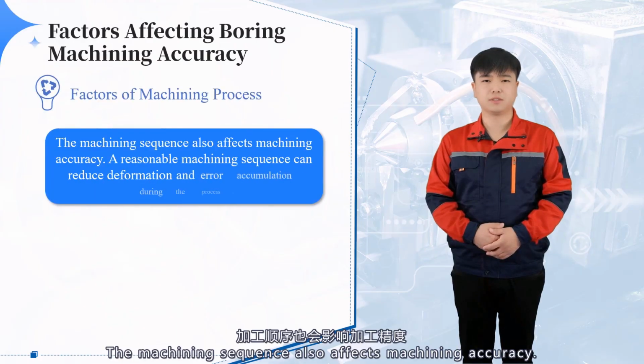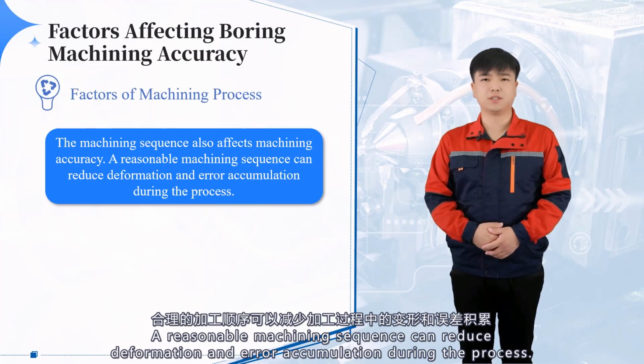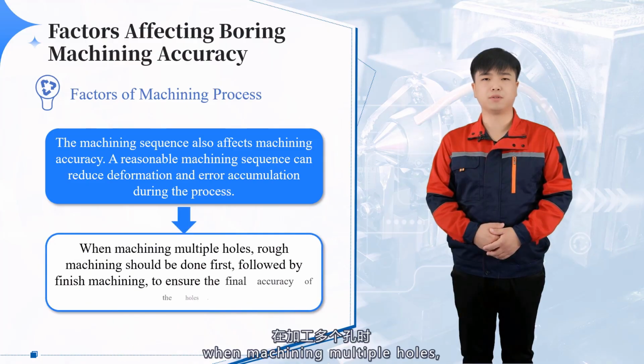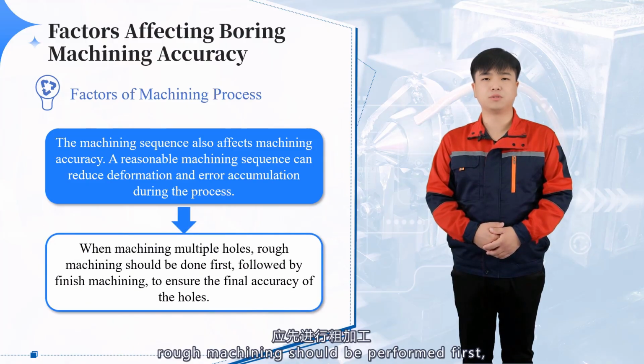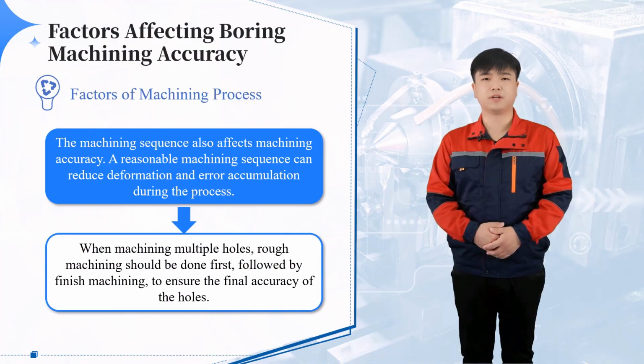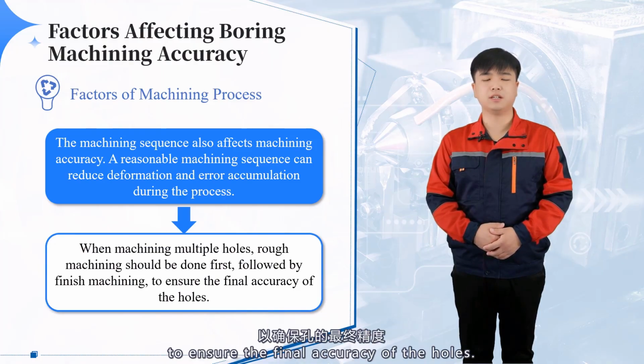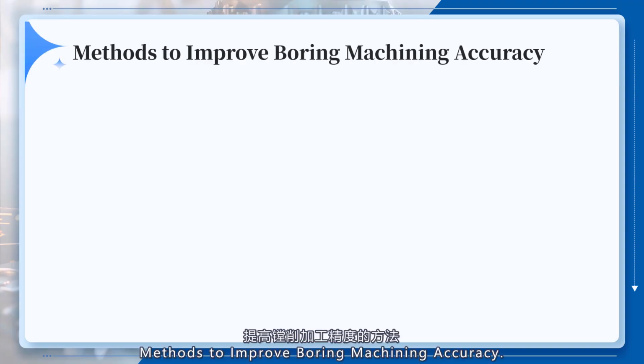The machining sequence also affects machining accuracy. A reasonable machining sequence can reduce deformation and error accumulation during the process. For example, when machining multiple holes, rough machining should be performed first, followed by finish machining to ensure the final accuracy of the holes. Methods to improve boring machining accuracy.